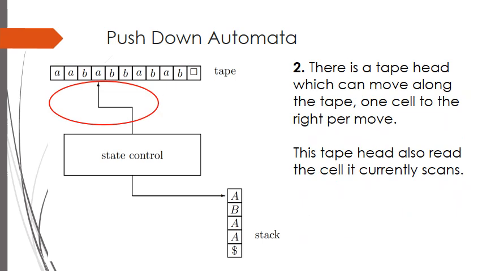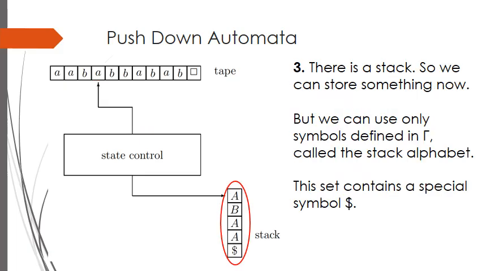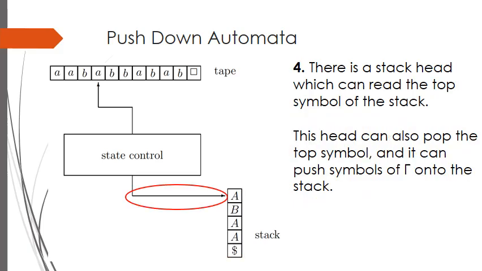Second, there is a tape head, which can move along the tape, one cell to the right per move, but it cannot go to the left. This tape head also reads the cell it currently scans. Third, there is a stack, so we can store something, but we can use only symbols defined in Gamma, called the stack alphabet. This set contains a special symbol $. Fourth, there is a stack head, which can read the top symbol of the stack. This head can also pop the top symbol, and it can push symbols of Gamma onto the stack.